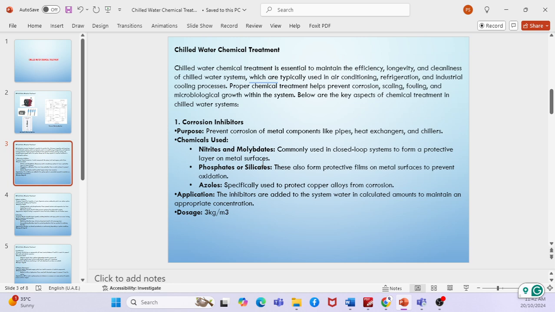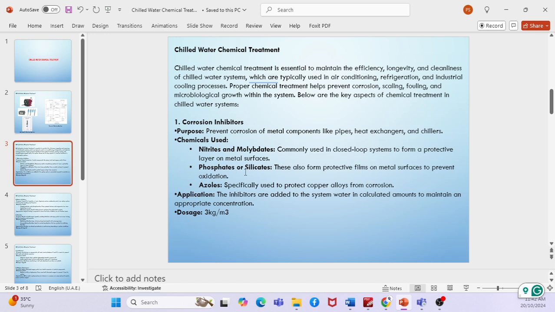Say for example, if you are mixing with water, what will happen? This will make a layer between the chilled water pipe, then the chemicals, then the water, so that there will not be direct contact of the water with the steel pipe. Assume like that, right? So this will form a layer on top of the metal surface, so that there will not be any corrosion. So that is why you are using this type of chemical.